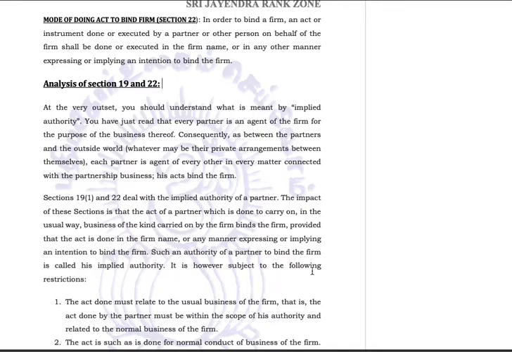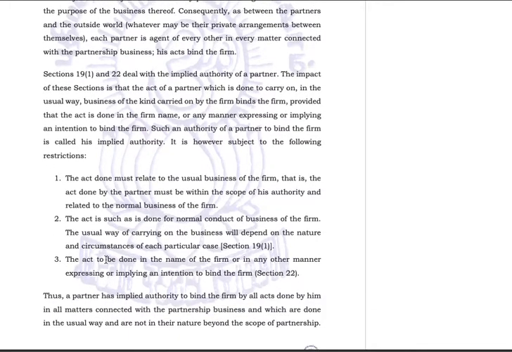It is, however, subject to the following restrictions. The act done must relate to the usual business of the firm. That is, the act done by the partner must be within the scope of his authority and related to the normal business of the firm. He should not go beyond his authority. His act should not be ultra vires. The act is such as is done for the normal conduct of the business of the firm.